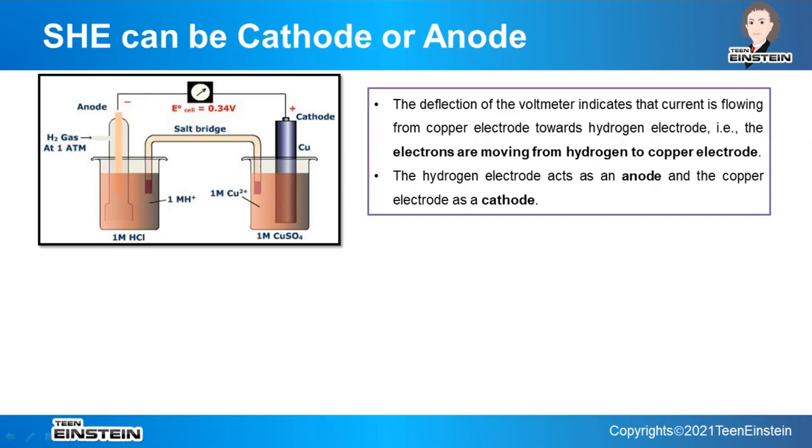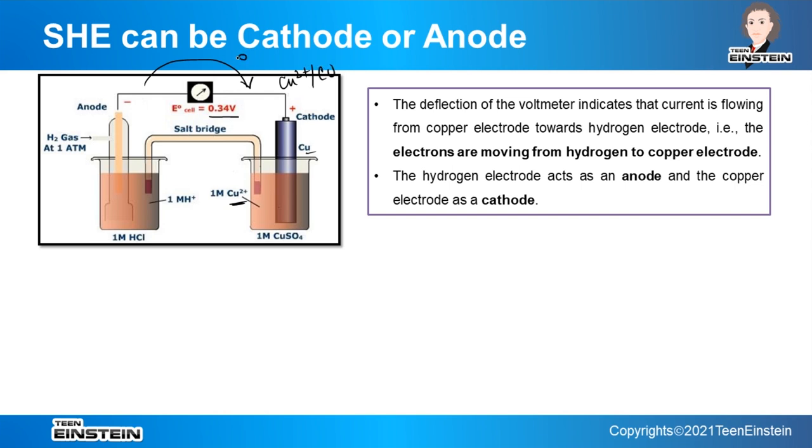Now, as we have said, SHE can be cathode or anode, both are possible. So what system have we taken here? Now we have taken the copper 2+ and copper system. In the previous case we took Zn | Zn2+, now we have taken copper 2+. Here the value that we are getting is 0.34 volt, and now the electron is moving from SHE towards the other half cell, which is the copper 2+ / copper system.